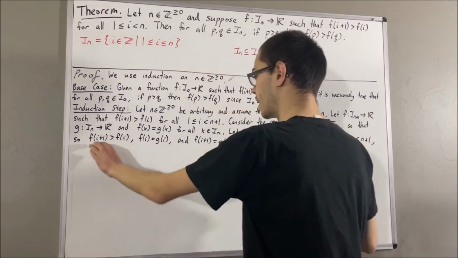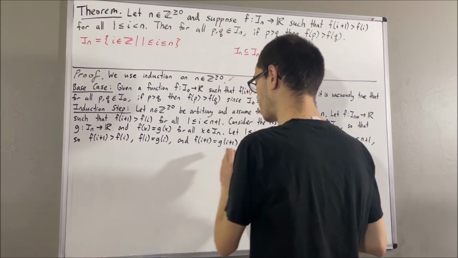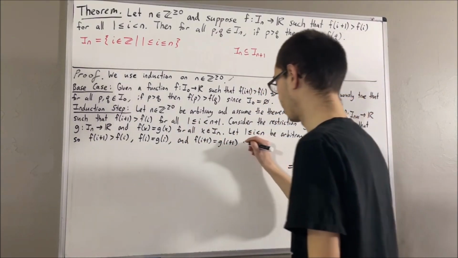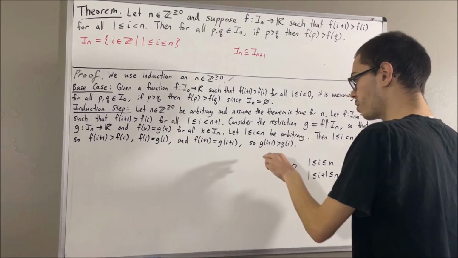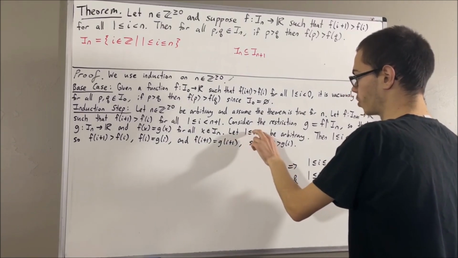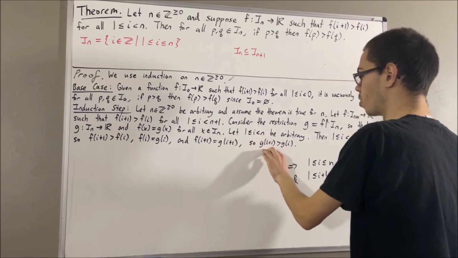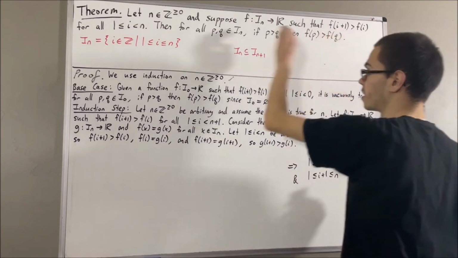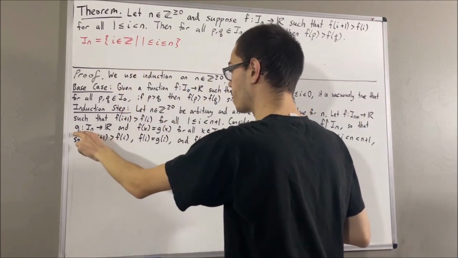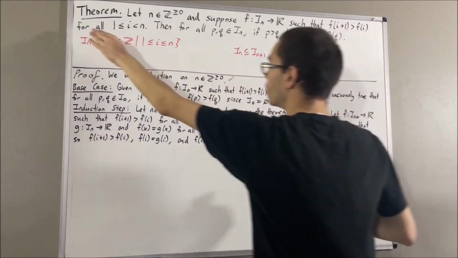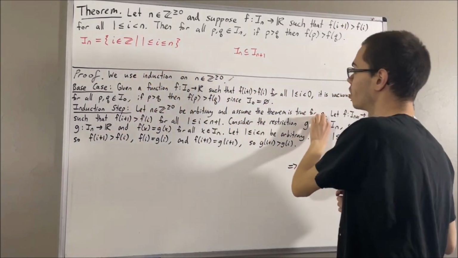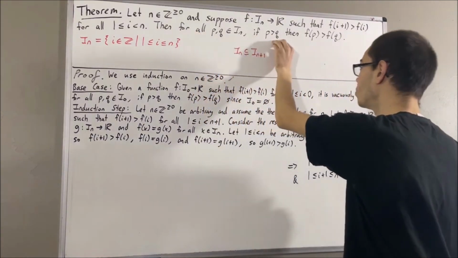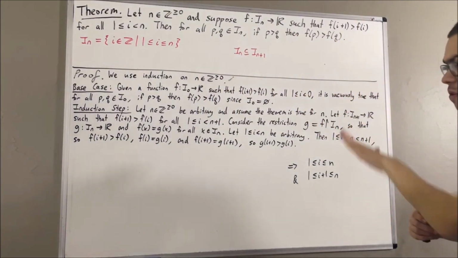And so we can take this inequality, substitute g(i+1) for f(i+1), substitute g(i) for f(i), so we have g(i+1) is greater than g(i). And so we have shown if i is any integer such that 1 ≤ i < n, then g(i+1) is greater than g(i). And that tells us that our function g satisfies this property. So g is a function from I_n to R with this property. So since we're assuming the theorem is true for n, we can conclude for all integers p and q in I_n, if p is greater than q, then g(p) is greater than g(q).